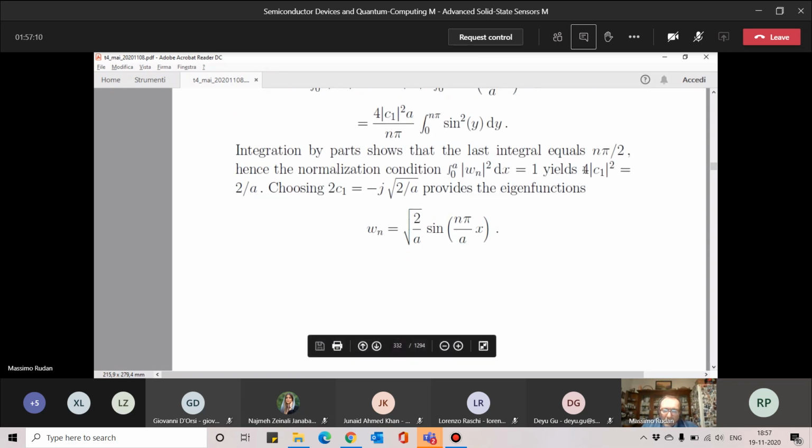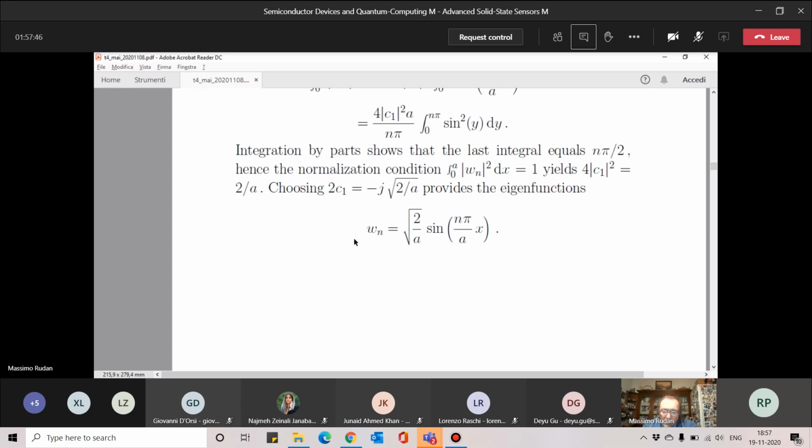we find that 4 times the square modulus of C1 is 2 over A. Take the square root, we select this, and we find that the eigenfunctions of the box, the normalized eigenfunctions of the box, are square root of 2 over A times sine of n pi over A x.